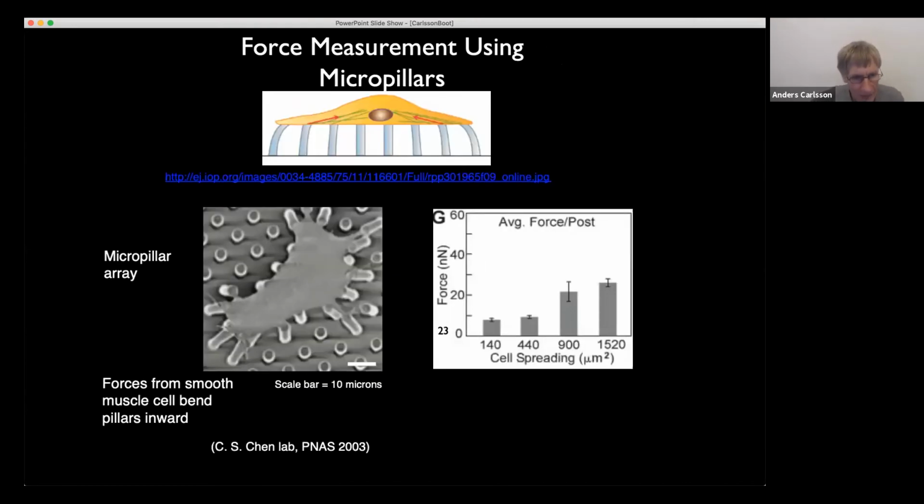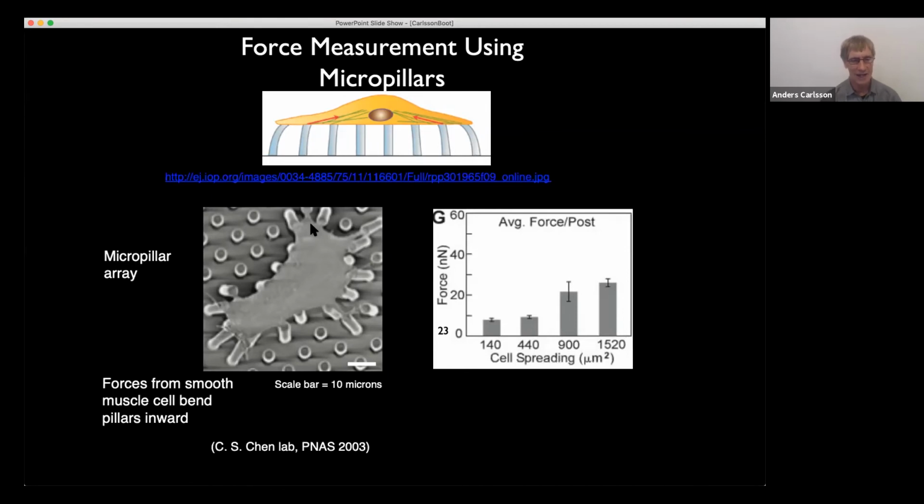Now here's another way of doing this that's a little bit cleaner. It's harder to set up. You have to really have like a nanofabrication laboratory. But you can use micropillars to measure the forces. And so here you have an array of micropillars on a substrate, and then the cell settles down on those micropillars and pulls them in, and the tips move in. Okay, so it's the same kind of thing.